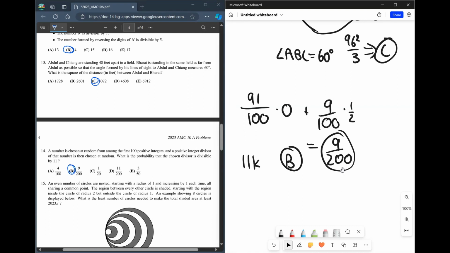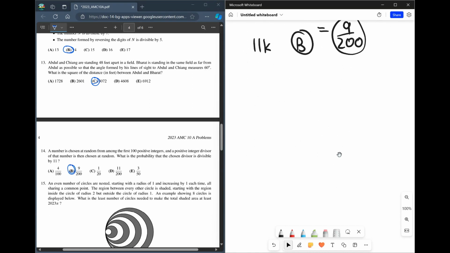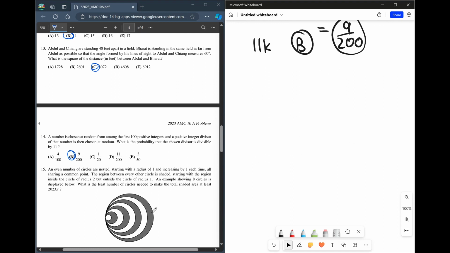Problem number 15. An even number of circles are nested, starting with a radius of 1 and increasing by 1 each time, all sharing a common point. The region between every other circle is shaded, starting with the region inside the circle of radius 2, but outside the circle of radius 1. An example showing 8 circles is displayed below. What is the least number of circles needed to make the total shaded area at least 2023 pi?